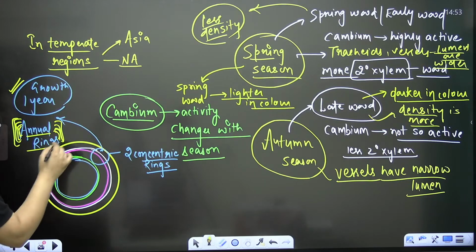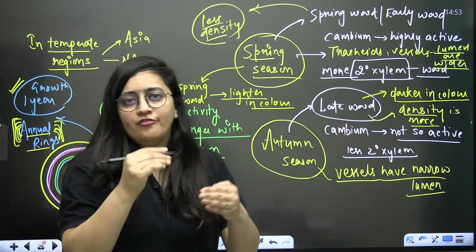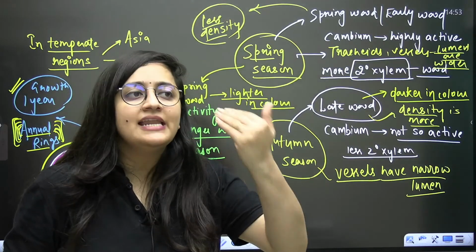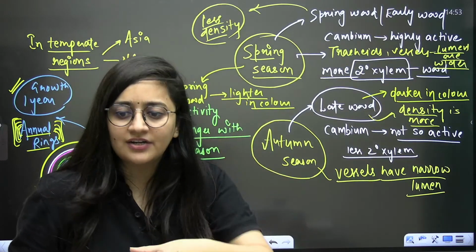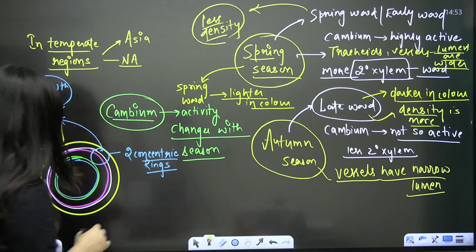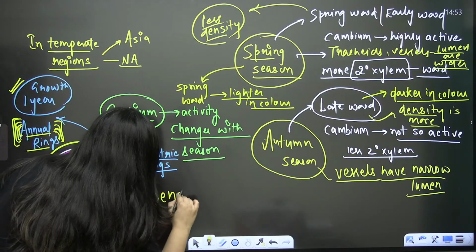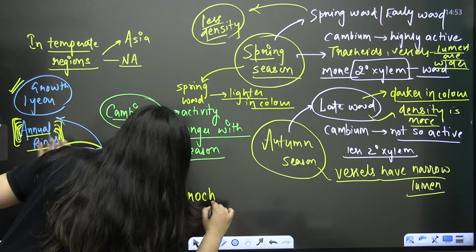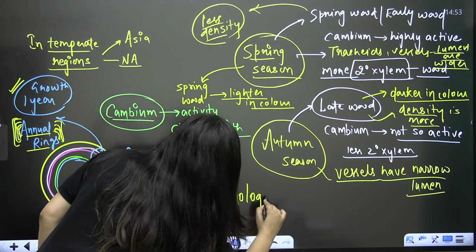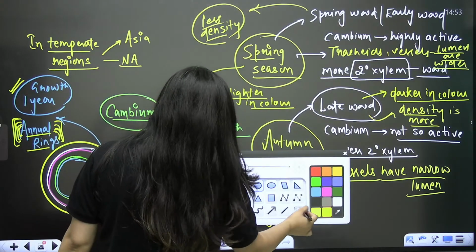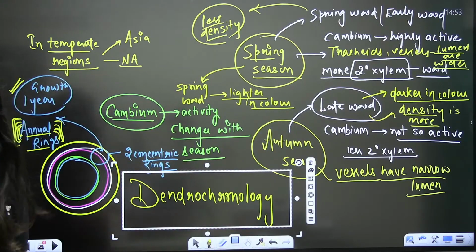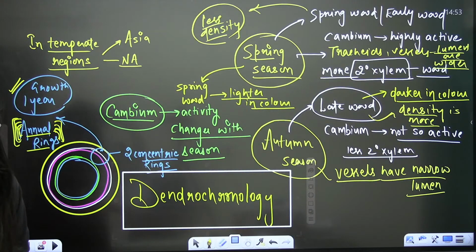So by counting the number of rings, we can even check the age of that particular tree. And this technique of calculating the age of a tree by counting the annual rings is known as dendrochronology. This word is not given in NCERT, but it's a previous year question, so you better note it down in your notebook. That is dendrochronology.